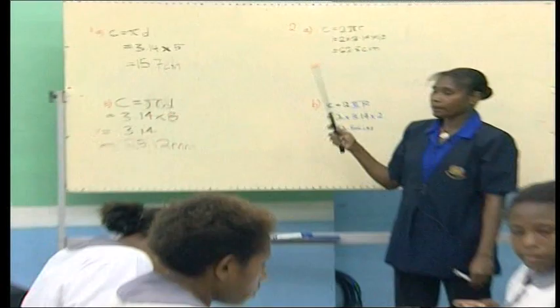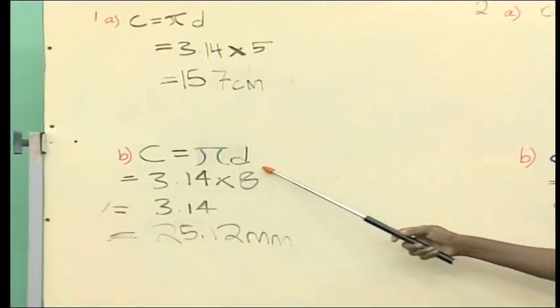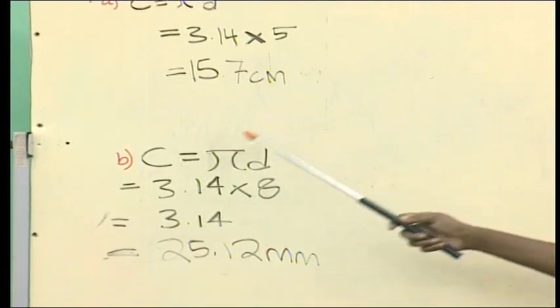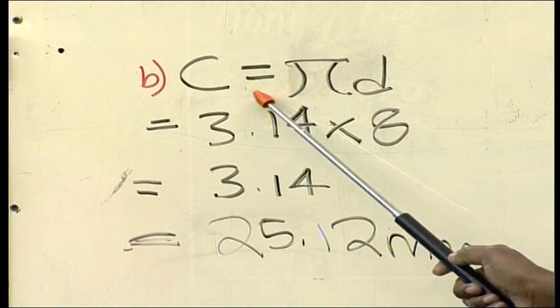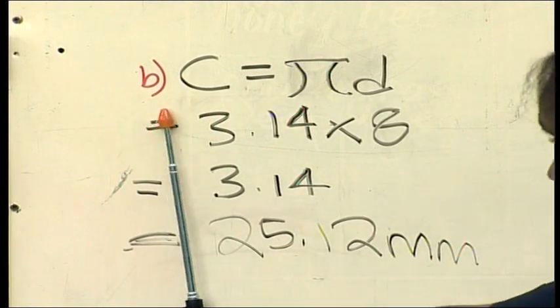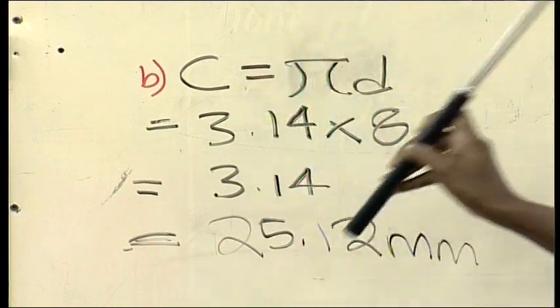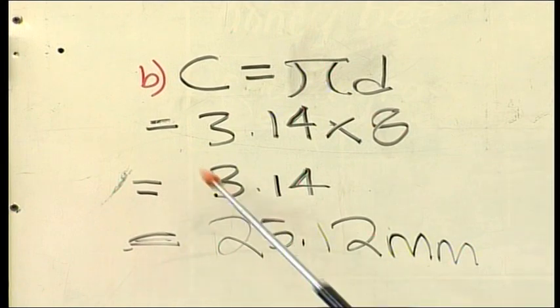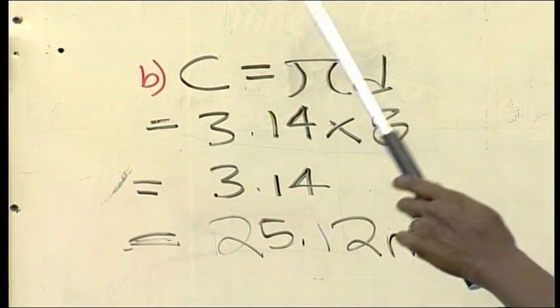Let's have a look at B. C is equals to pi d. Formula is correct. How about this equal sign here? Are they in line with the first one? No. What must we do? We move all these equal signs so that they come in line with this equal sign here. Is that clear? The equal sign here should be in line with the one that you have written at the top.